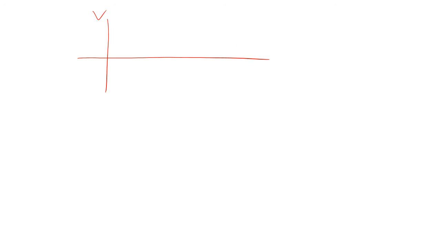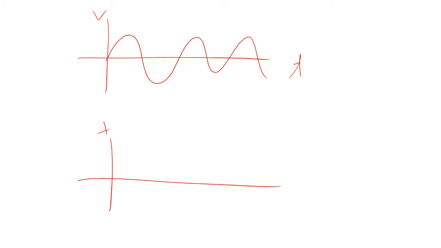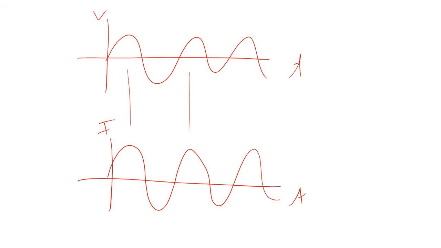Graphically, if I were to plot V versus time, then we would have voltage like that. If I plot I versus time, it turns out to be right in sync with that. So the peaks would line up with the peaks, and the troughs would line up with the troughs. And so they'd be exactly in phase with one another.